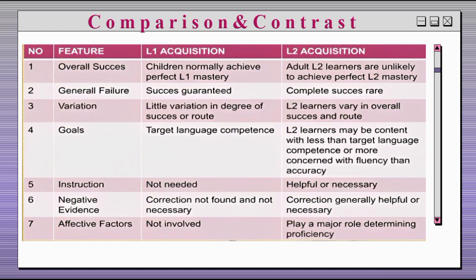Fourth, goals. First language, target language competence. Second language learners may be content with less than target language competence or more concerned with fluency than accuracy. Fifth, interaction: for the first language, not needed, while for the second language, helpful or necessary. Sixth, negative evidence: for the first language, correction is not found and not necessary, while for the second language, correction is generally helpful or necessary.